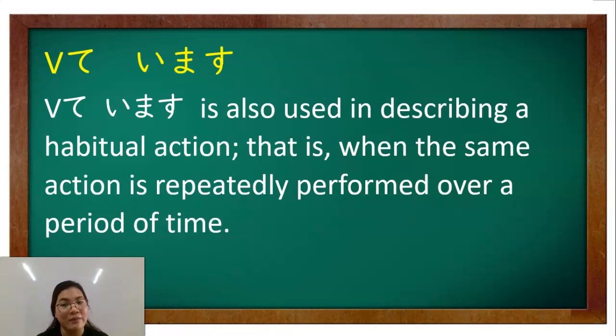That is, when the same action is repeatedly performed over a period of time. So, ginagamit din ang verb te imasu aside from currently doing or present continuous tense, you are also using this for the habitual action. Pwede mo din siyang gamitin sa mga action na ginagawa mo paulit-ulit or halos araw-araw mong ginagawa.